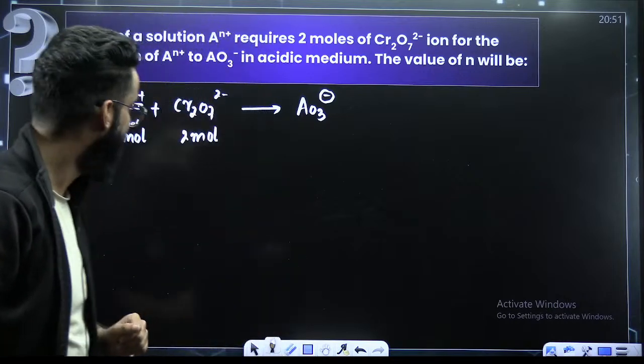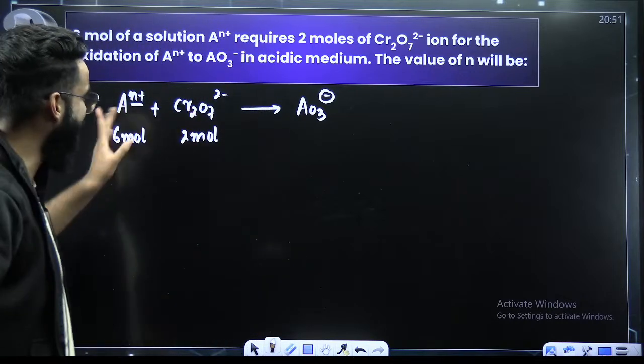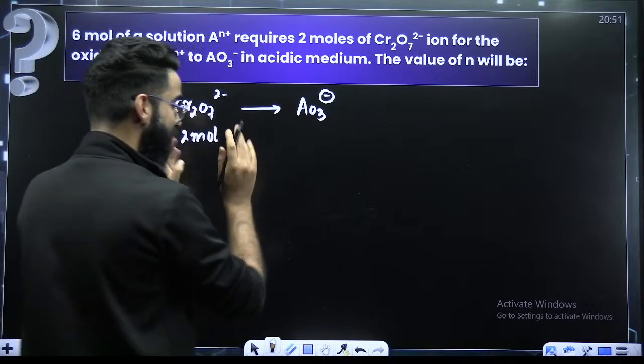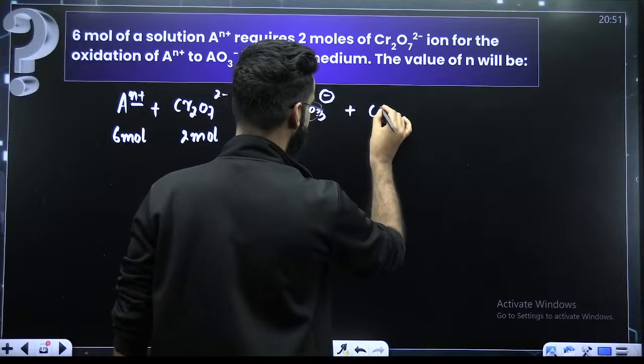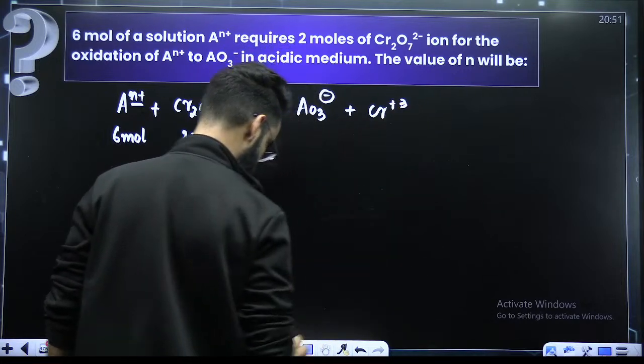Try to understand. Cr2O7 2- is converting A n+ into AO3 negative, and in acidic medium, you should know it now, Cr2O7 2- itself will get converted into Cr 3+. Okay?